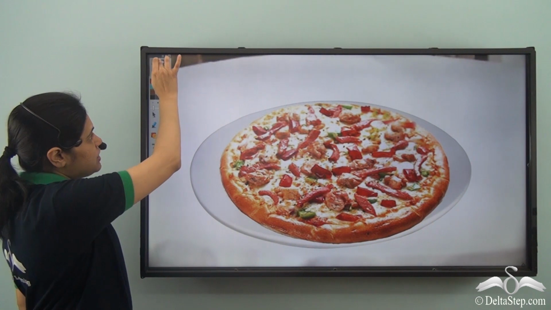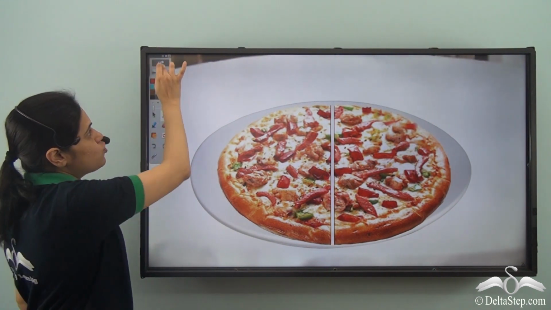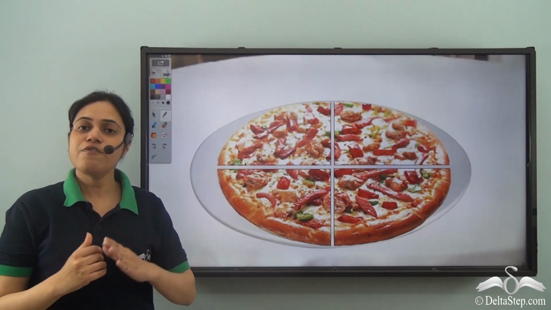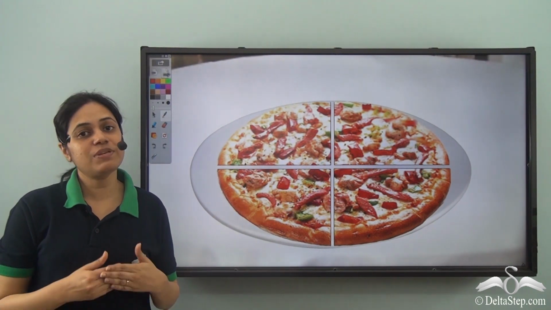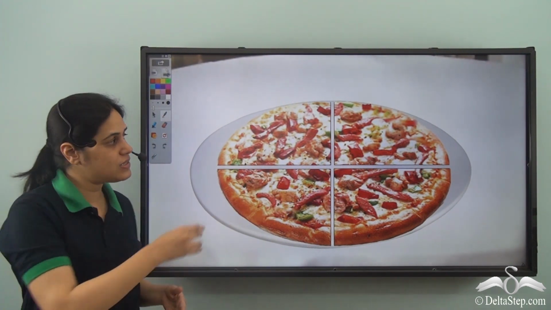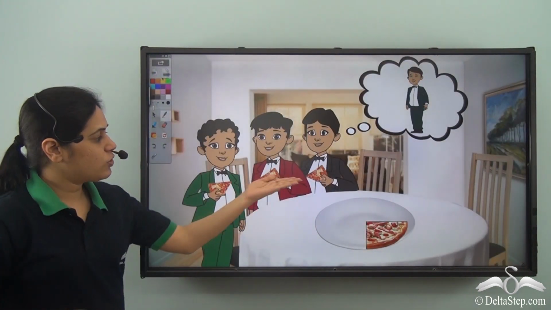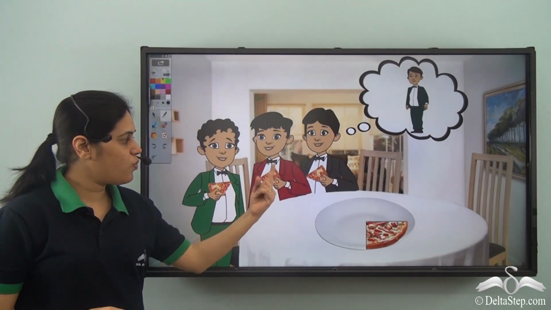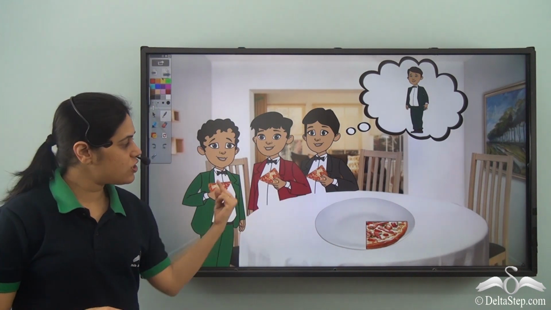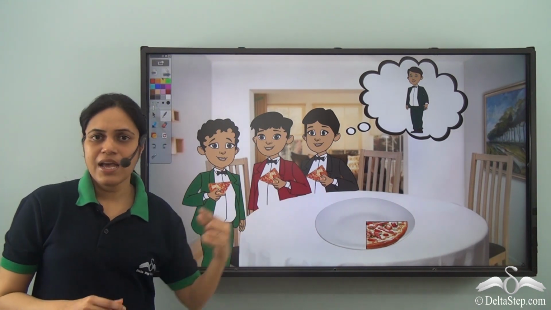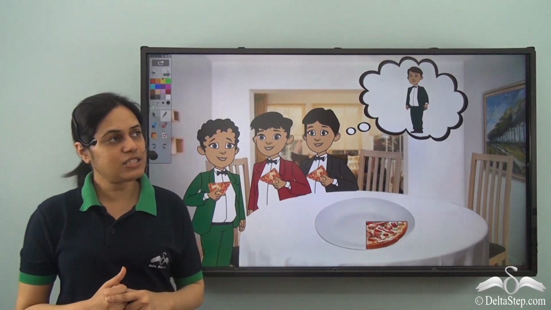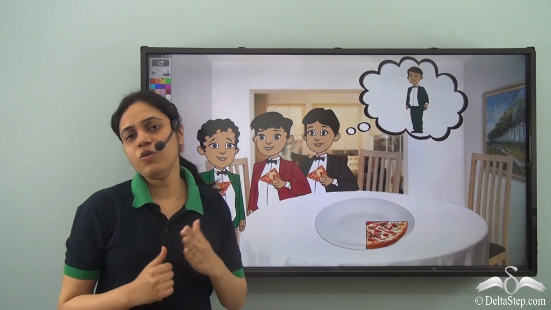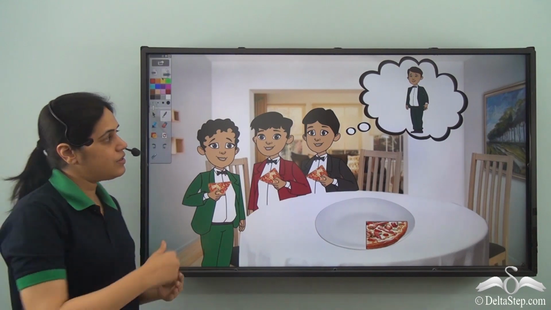So here is this pizza. They divided it into two and then four equal parts. So we see that this pizza has been divided into four equal parts. Now these three friends took one part each. Each of them has taken one out of the four equal parts and they have kept aside this portion for the friend who hasn't come as yet.